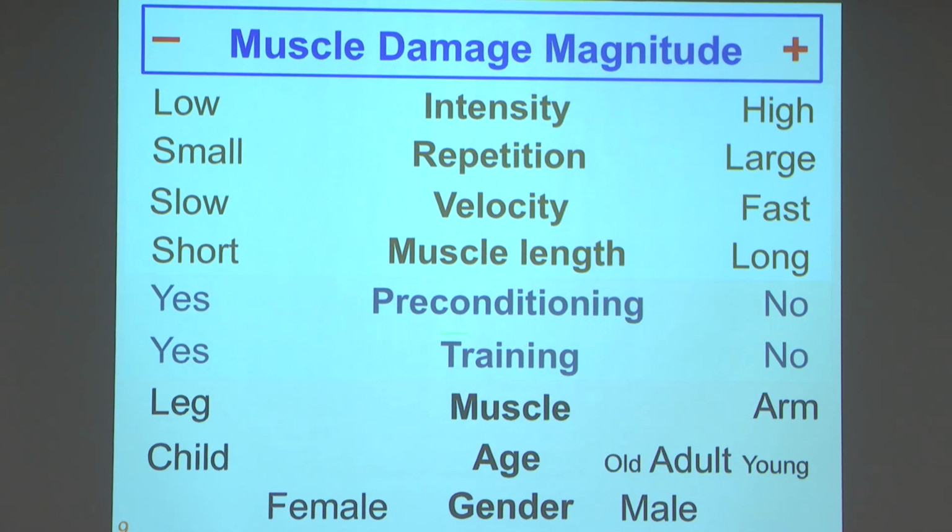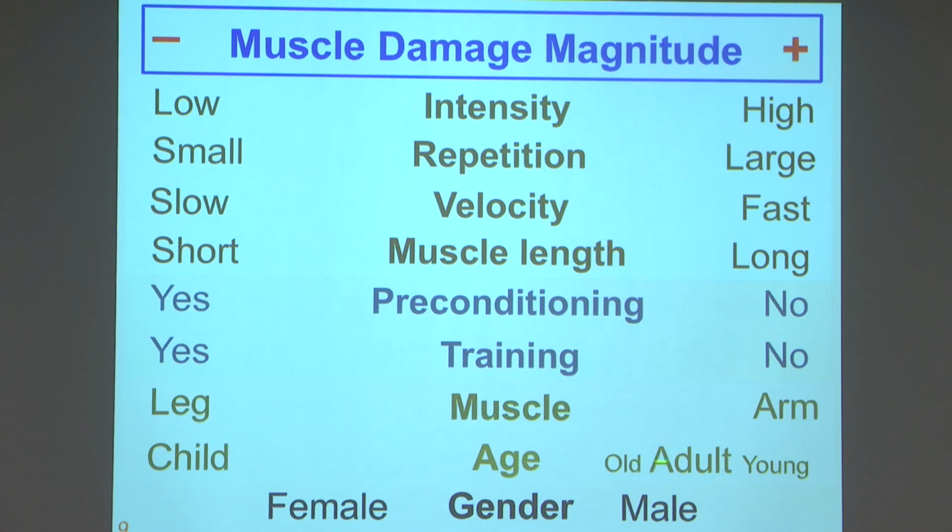And this is the topic for this presentation: preconditioning exercise prevents muscle damage. So if you do the training, no muscle damage occurs. Muscle damage also depends on the muscles. Arm muscles tend to have more damage than leg muscles. And children have less damage than adults.